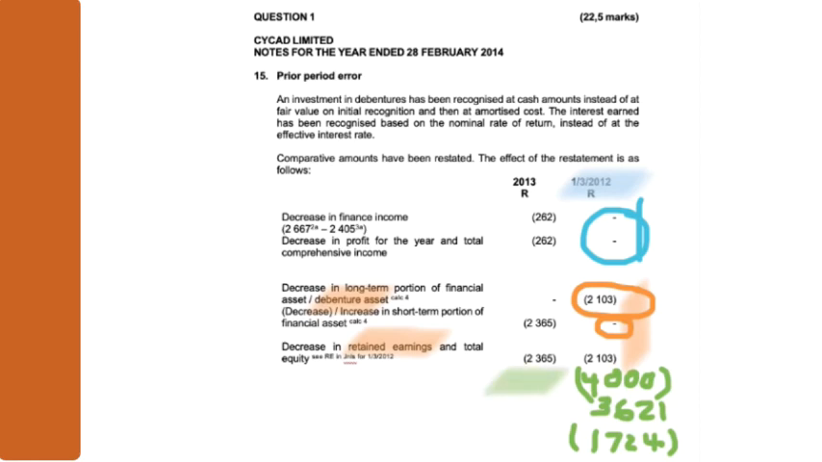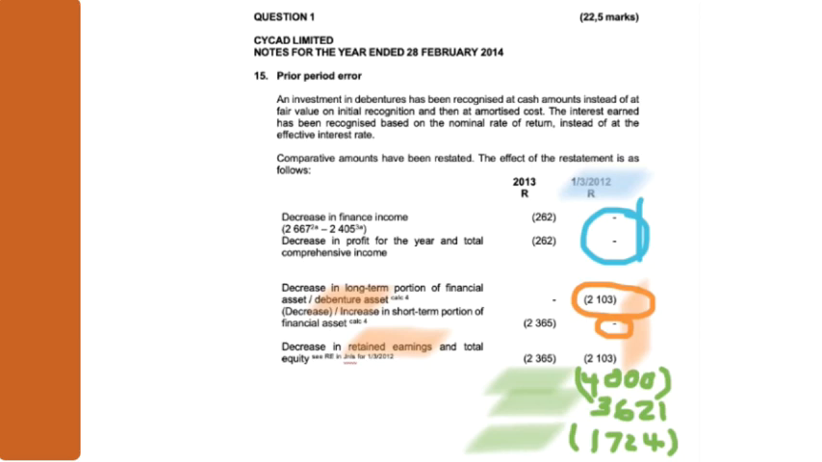What was done is that we recognized finance income of 4,000. We should have only recognized finance income of 3,621. Finance income therefore decreased, which would have decreased your profit for the year, which would have decreased your retained earnings at the end of that year, which is now the opening balance of the comparative year.